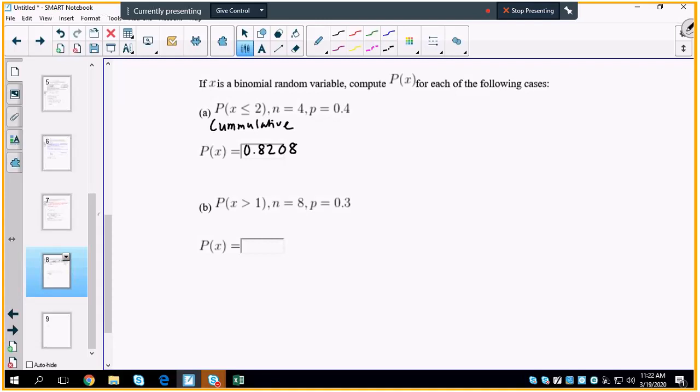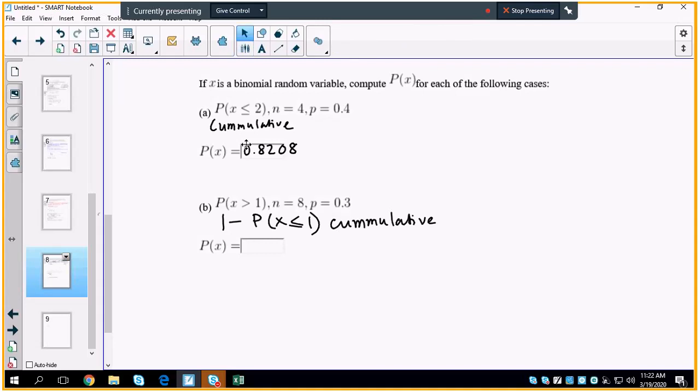0.8208. The next one is X greater than 1. So remember what we talked about. If I want X greater than 1, I rather find the complement. So 1 is the total probability. Why don't I find X less than or equal to 1 and subtract it from 1? Then I get X greater than 1. So I use the cumulative probability again.